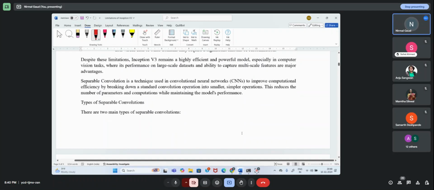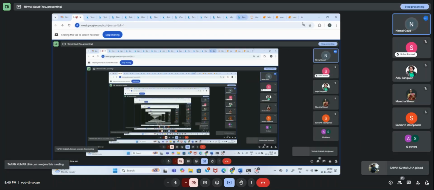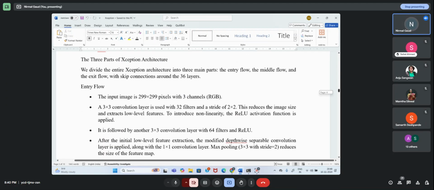However, V3 is not a poor algorithm just because we noted the limitations. No, not at all. V3 still remains a highly efficient and powerful model. In fact, in all my projects I have used Inception V3 with attention. Just add V3 with an attention mechanism, and you are going to get a 90% plus score in classification. I got it. Anyway, in concern with these issues, we proceeded ahead to another algorithm, that is the Xception algorithm.